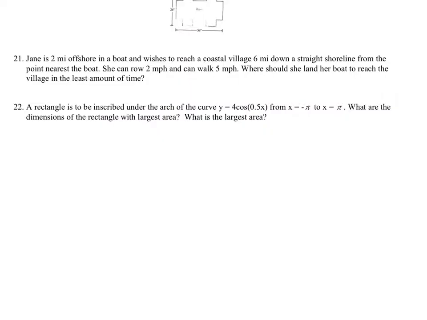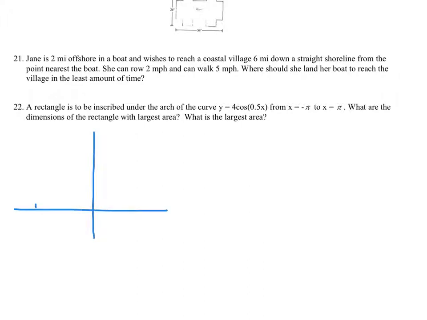So 2022 is a pretty easy setup. Rectangle is inscribed under the arch of the curve. Now the curve is a cosine function going from negative pi to pi. So quick sketch with that. Maybe that was too quick.